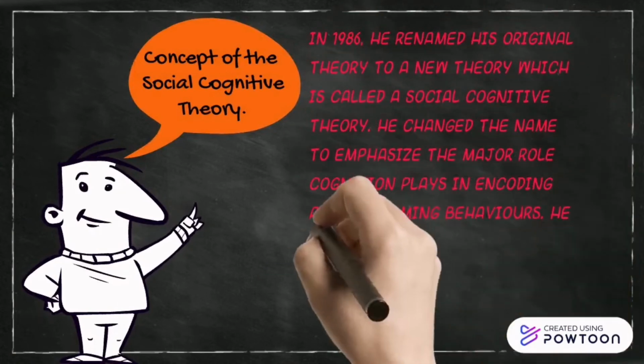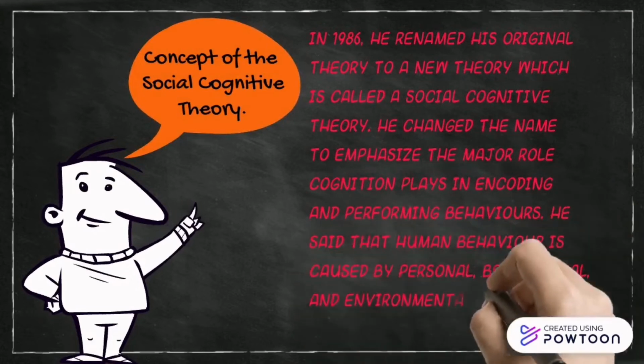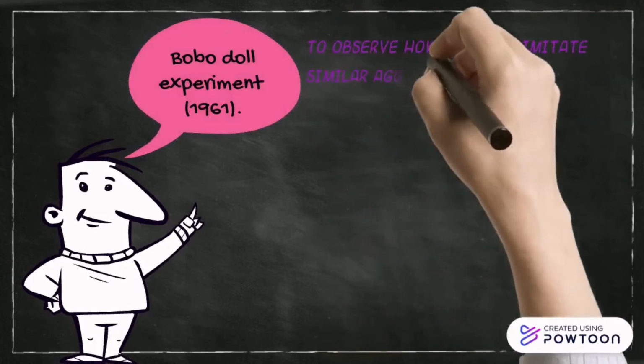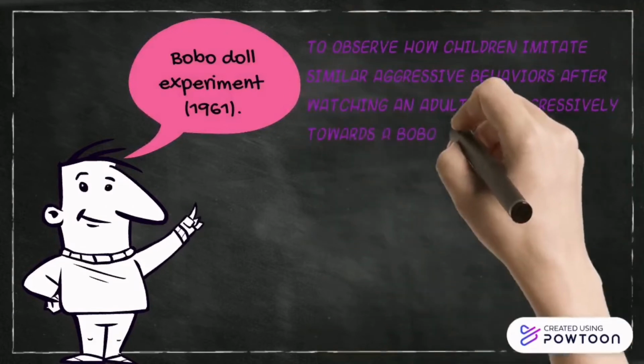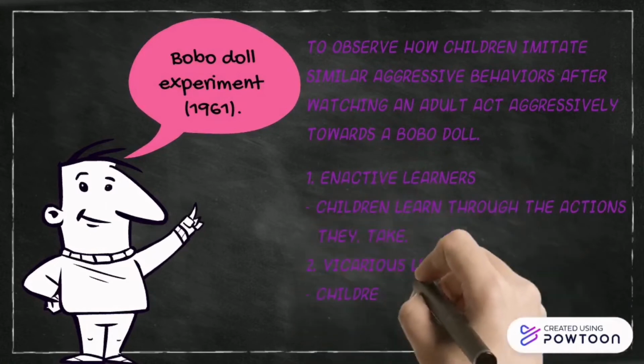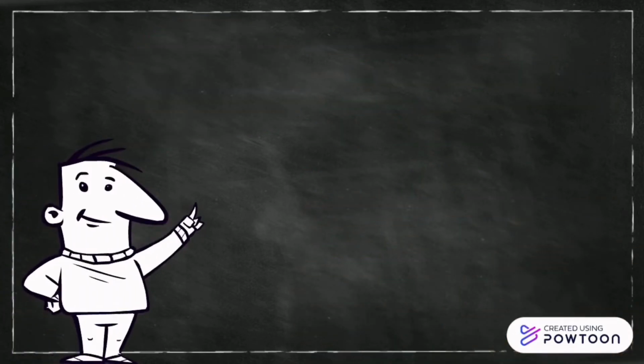He conducted a Bobo doll experiment in 1961 to observe how children imitate similar aggressive behaviors after watching an adult act aggressively towards a Bobo doll. There are two types of learners. One is enactive learners, children who learn through actions they take. The other one is vicarious learners, children who learn by observing others.